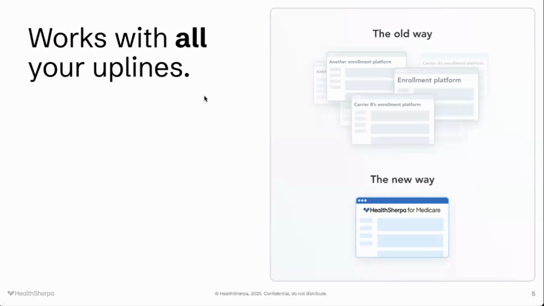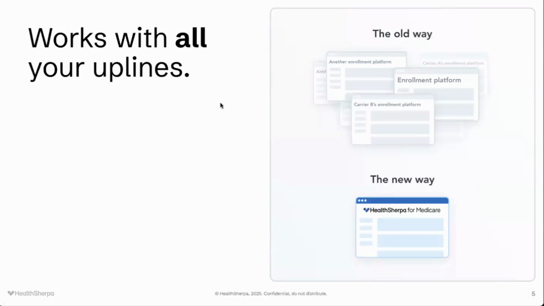This is distinct from how a lot of the other platforms work, where if you have multiple uplines, you can find yourself juggling between multiple platforms that you have to use depending on the carrier and the upline you go through, who each have their own individual platform. Or you might find yourself toggling between tabs if you go enroll on every different carrier site, which can be a lot to manage. So we hope this presents a new simple way to do everything in one place, regardless of what your upline situation might be.